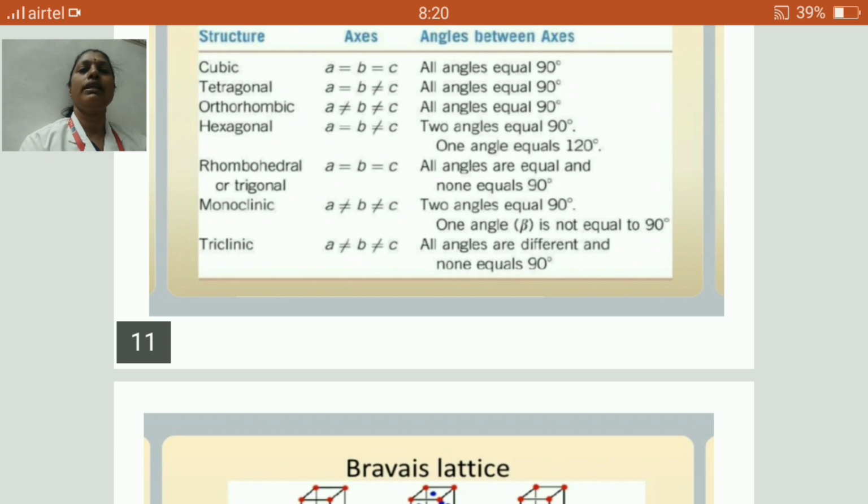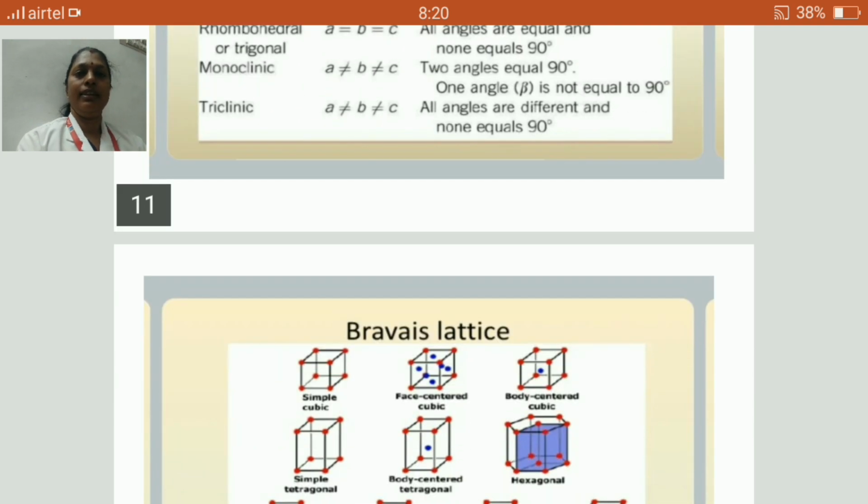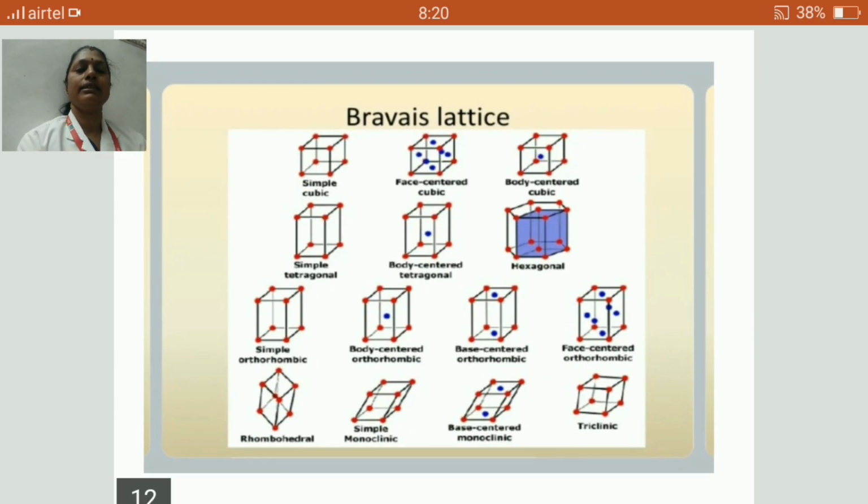In monoclinic, the intercepts are all unequal to each other, and of the interfacial angles, 2 are equal to 90 degrees and 1 is not equal to 90 degrees. For triclinic, all the intercepts are unequal and all the angles are different, and none is equal to 90 degrees.